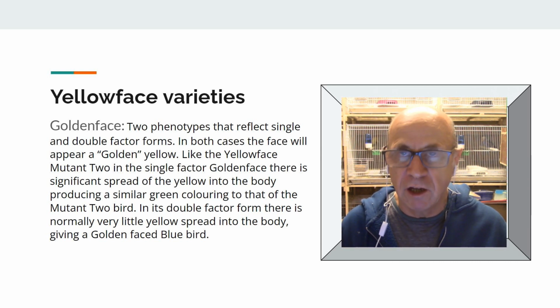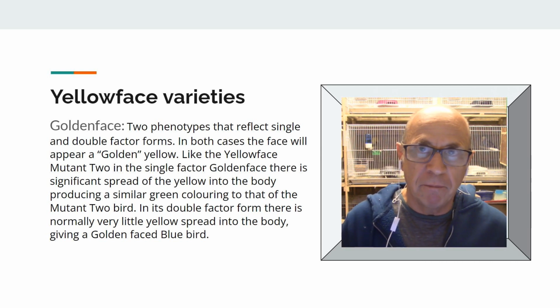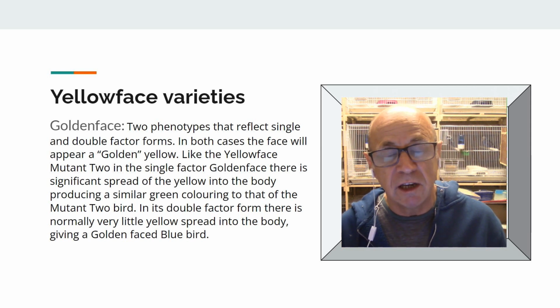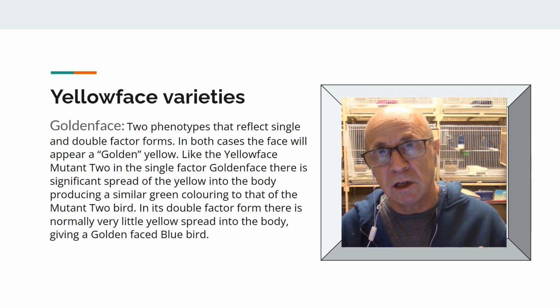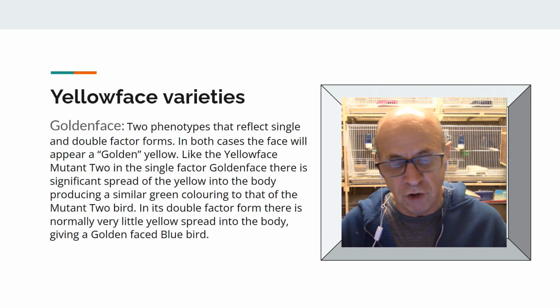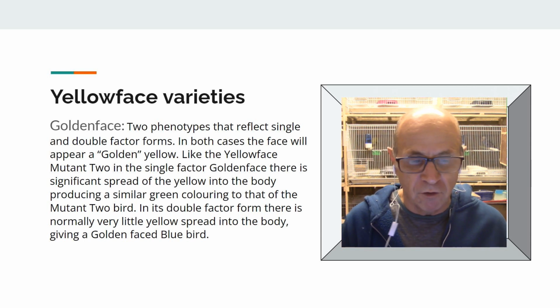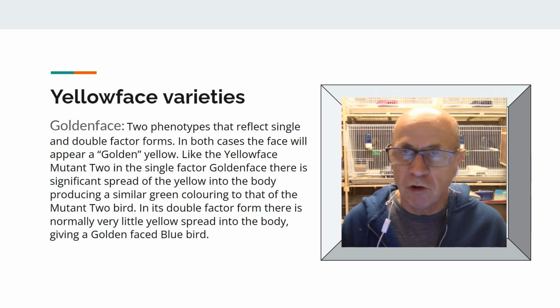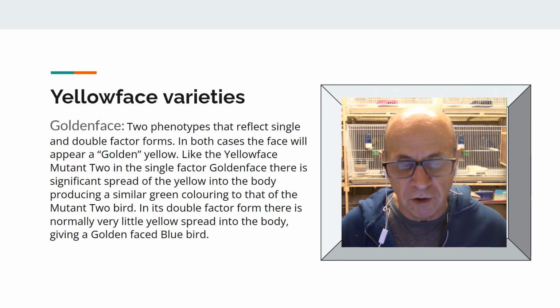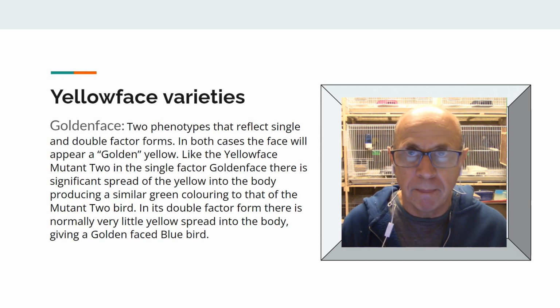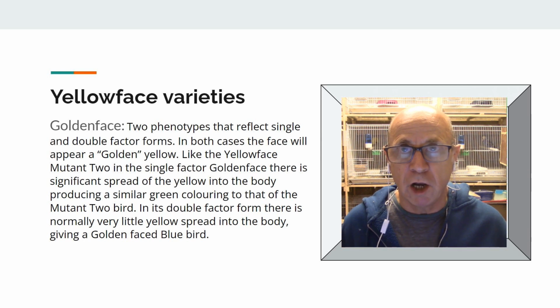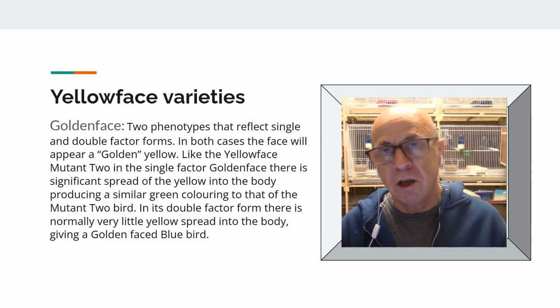into the body colour, giving a body colour similar to that of the Yellowface mutant 2. In the double factor form, then there is very little or no spread of the yellow from the face into the blue colour of the body.